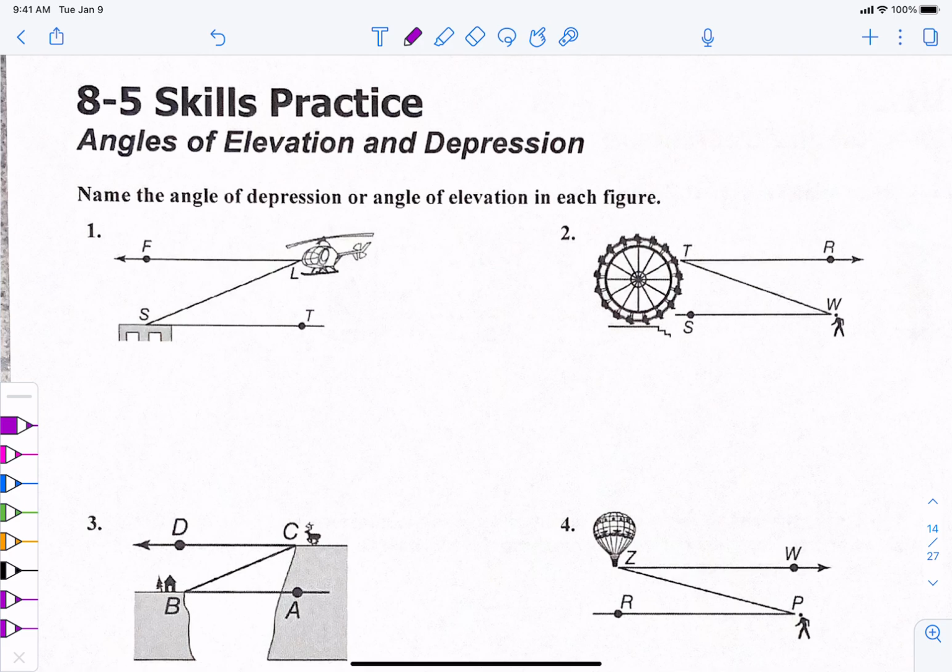All right, so I'm going to give you this paper and then I'm going to show you what they mean by number 1, 2, 3, and 4.